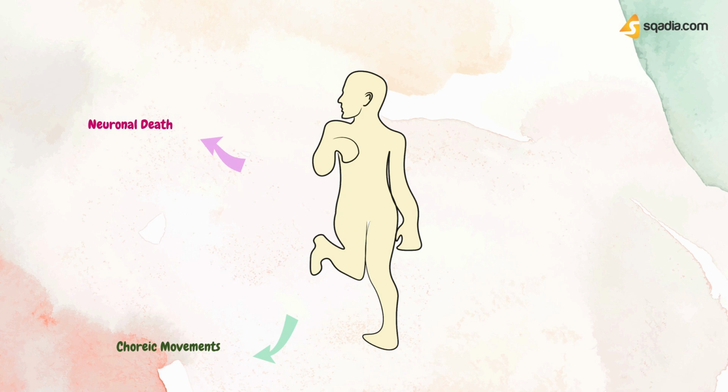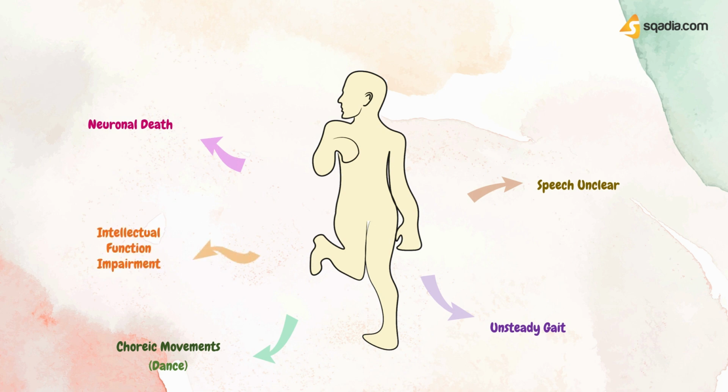The term chorea is derived from the ancient Greek word choreia, which means dance. So, there are involuntary jerky movements of arms, legs, and face. Gait becomes unsteady, and speech unclear. There is insidious impairment of intellectual function and psychiatric disturbance, culminating in dementia.